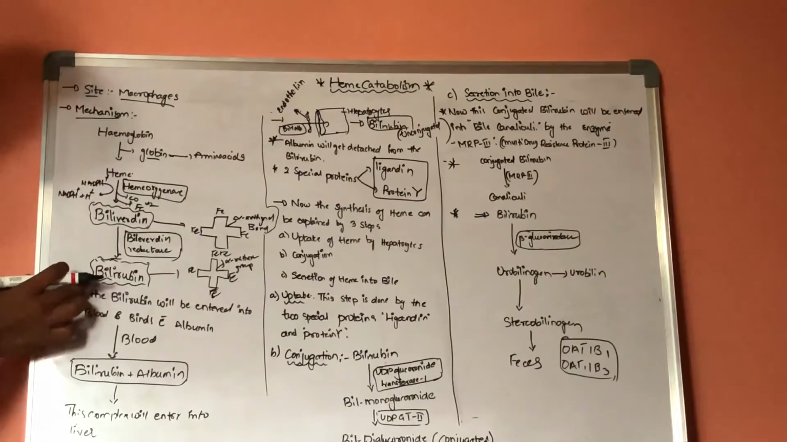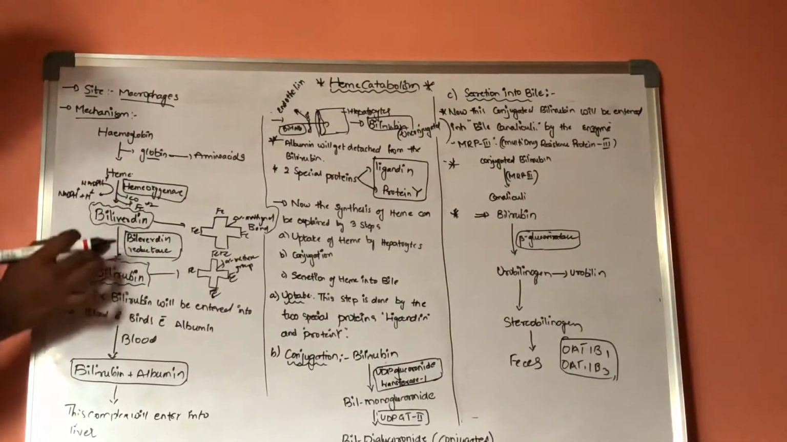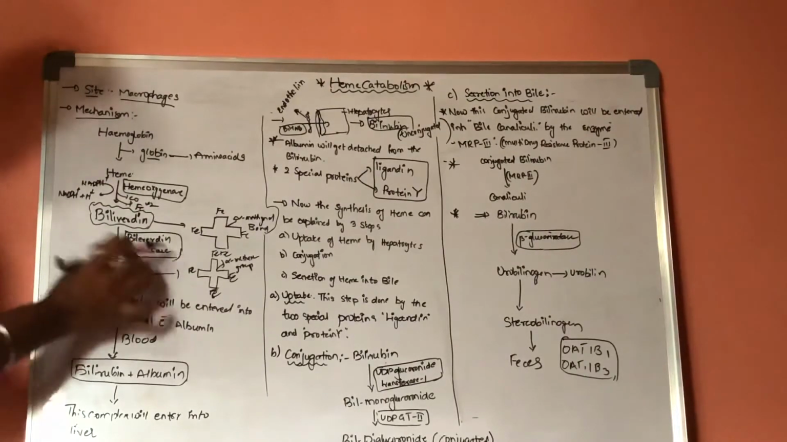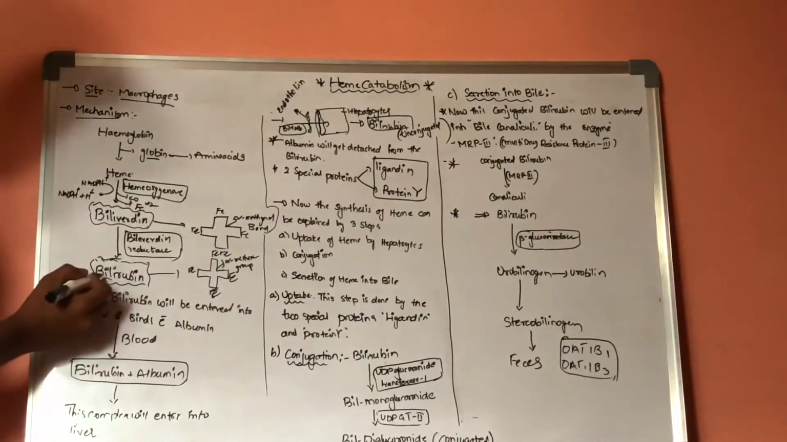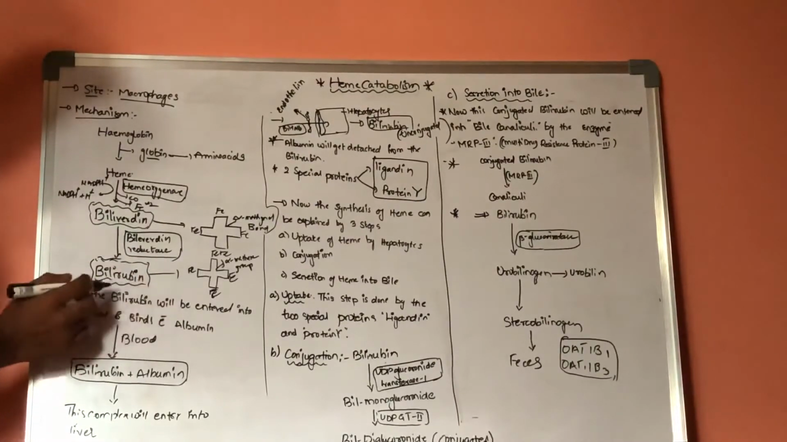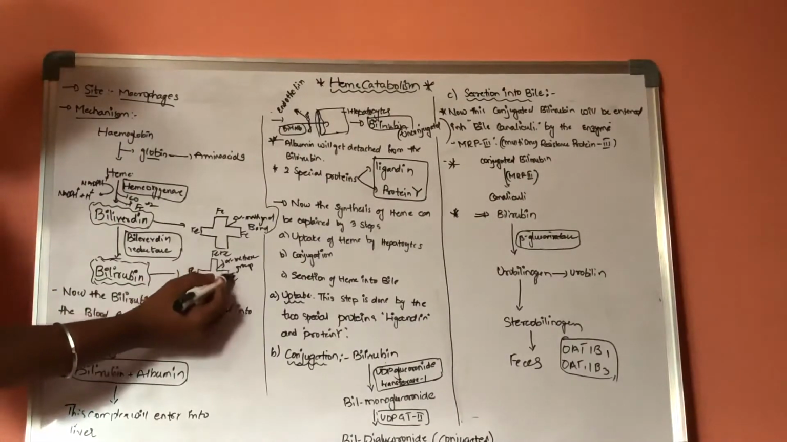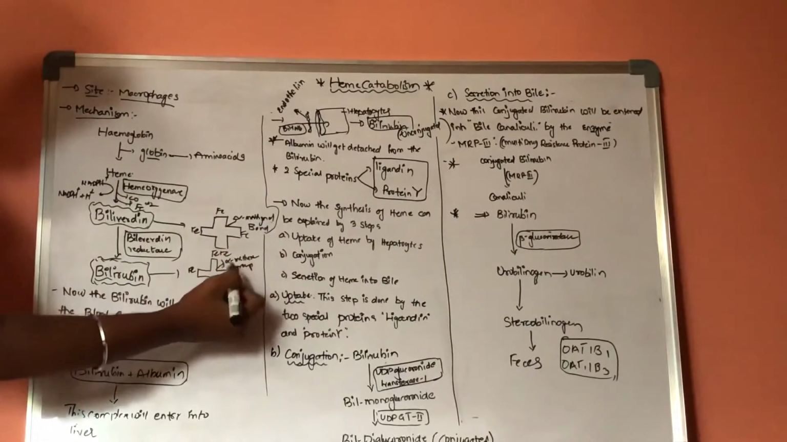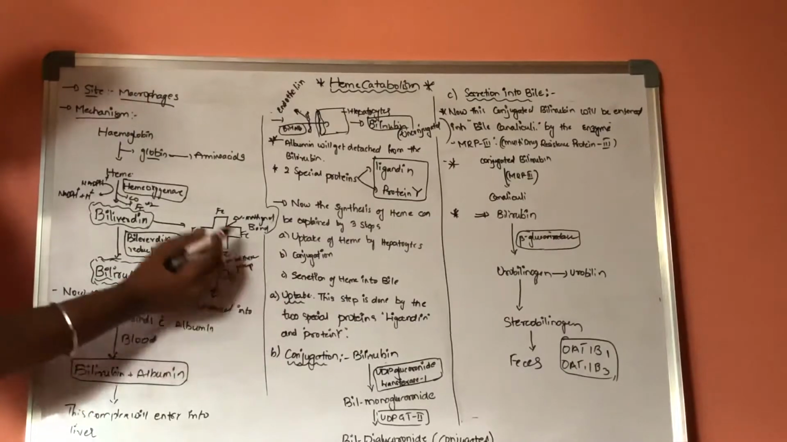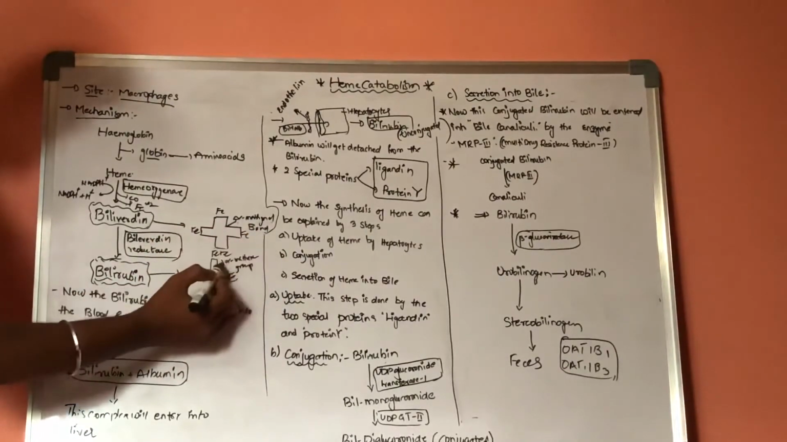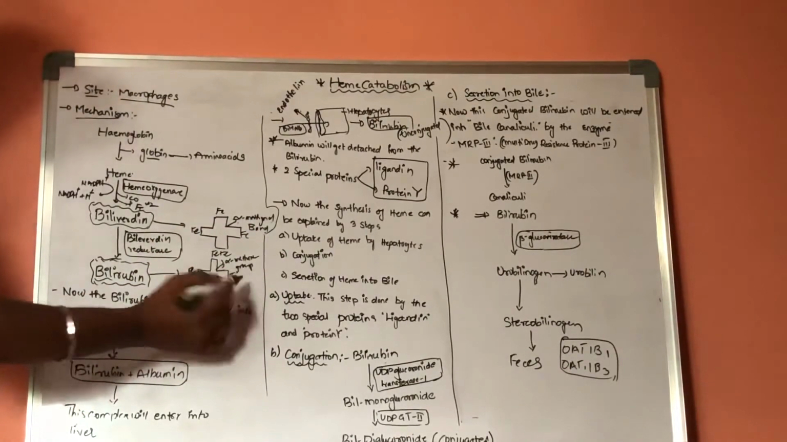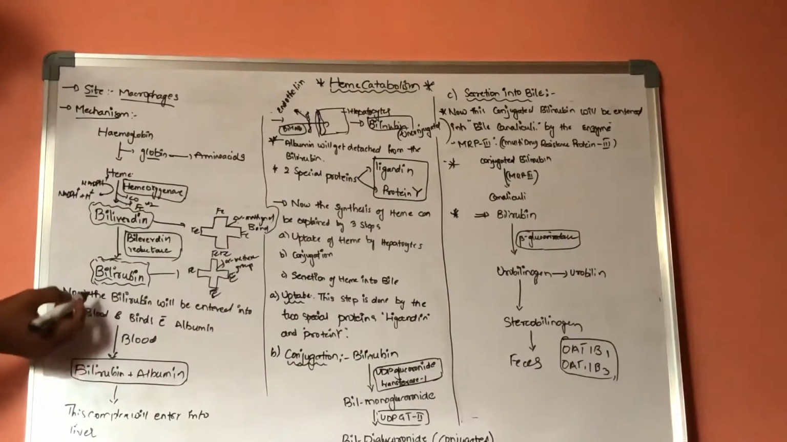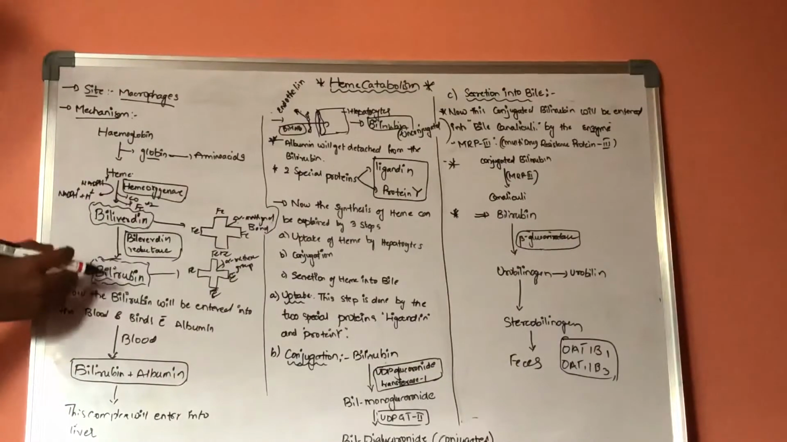Now biliverdin will be converted into bilirubin with the help of an enzyme called biliverdin reductase. If we consider this structure, biliverdin consists of 4 iron molecules. Now the methylene will be converted into methane. This is the alpha methenyl bond, the alpha methane group or methane bond. The bilirubin which is formed is unconjugated in nature.